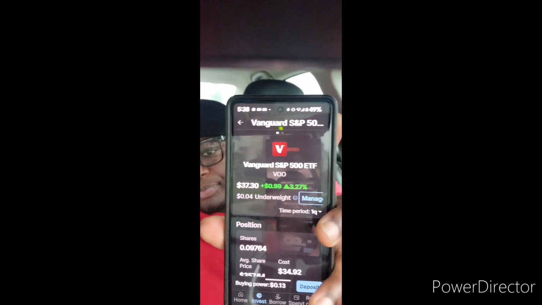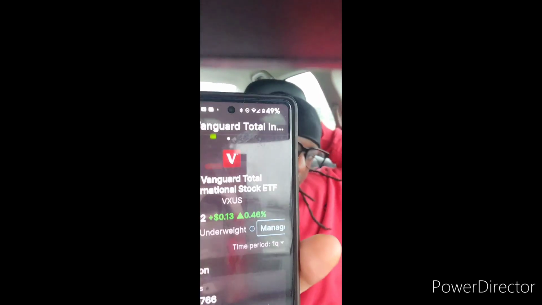I got VOO, Vanguard's S&P 500. VTI, Vanguard's Total Stock Market, which technically, if you have Vanguard's Total Stock Market, you're not really going to need one of these that I have. I have Vanguard's Total International Stock Market, VXUS, and VUG, Vanguard's Growth ETF. That's for a little bit of growth in your account.